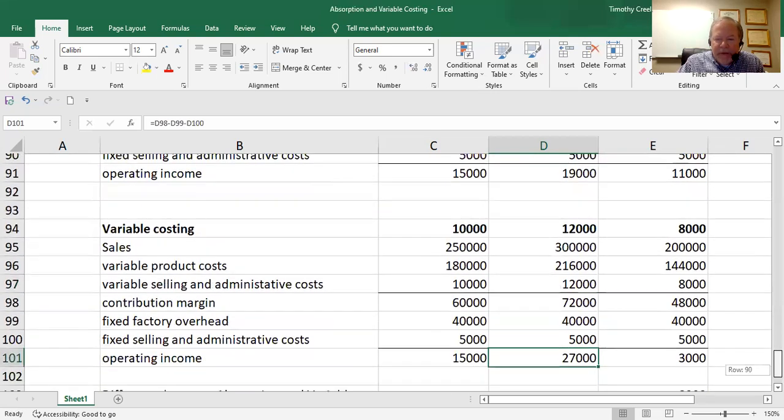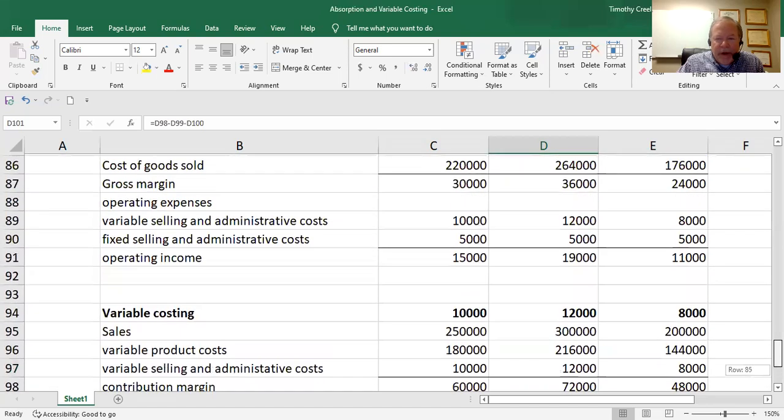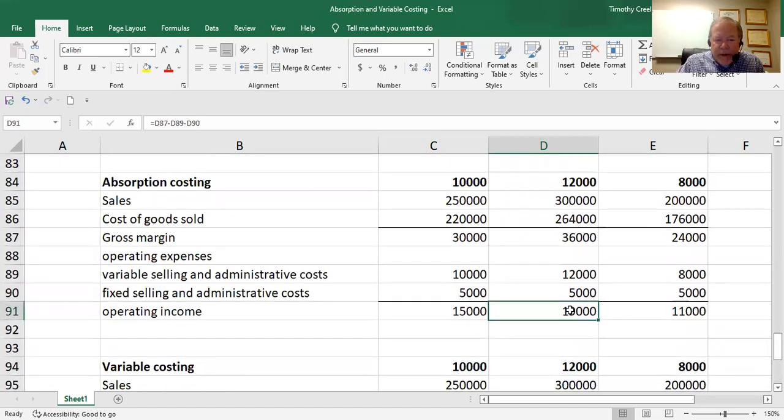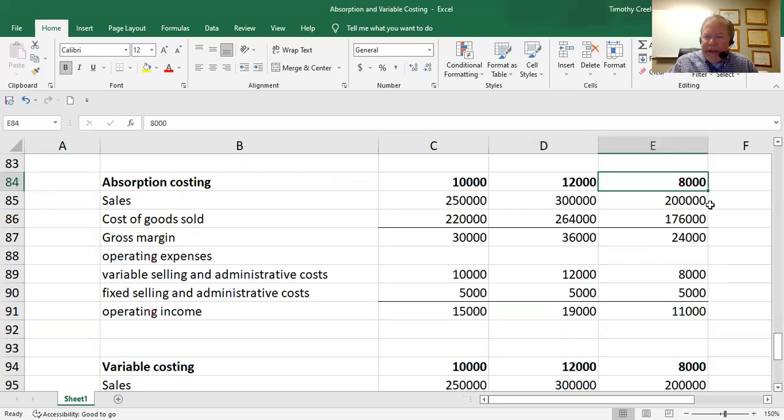Now, notice that the operating income under variable costing in this example is greater than that of absorption costing. Because you remember I said the rule earlier, if you sell more than you produce, variable costing will give us greater operating income than absorption costing. And in this case, we sold 12,000, we only produced 10,000, so variable costing will give us higher operating income numbers. Now, what if we only sold 8,000?